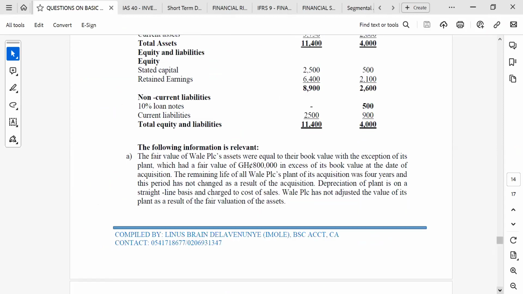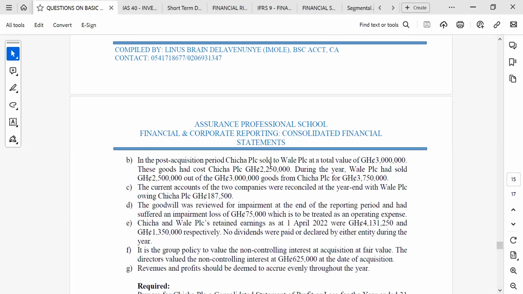Okay, so let's come to that side. In the post-acquisition period, Shisha PLC sold to Wale PLC at a total value of 3 million. This goods cost Shisha PLC 2250. What is the profit element on the item? The item was purchased for 2250, but it has been sold for 3 million. So what is the profit that they are making there? 750. During the year, Wale PLC has sold 2,500 out of the 3 million goods. So what is the value of the goods left that they haven't sold?